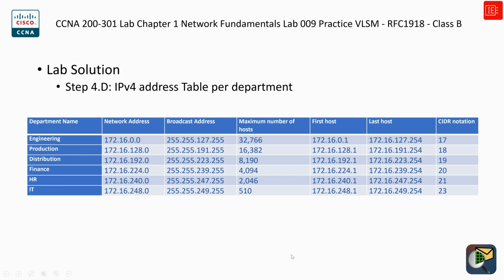Next, what we are going to do is fill the tables with the appropriate IP address per department. If you would like to take a screenshot of this table, please go ahead, because this is the table that we are going to use. You can see here the engineering department starts with 172.16.0.0, and we are going to give it /17 to accommodate the number of hosts that it requires, which is about 20,000 hosts. If we then look at the production department, it will start with 172.16.128.0, and we will give it /18, and so on and so forth.